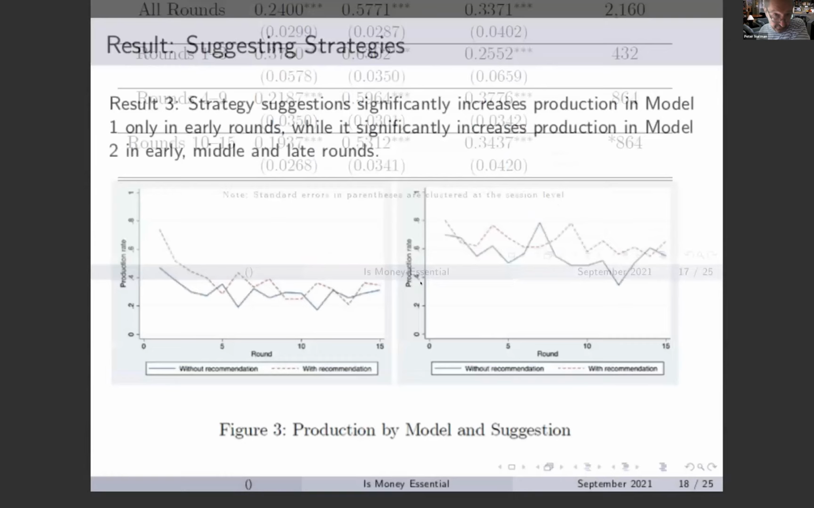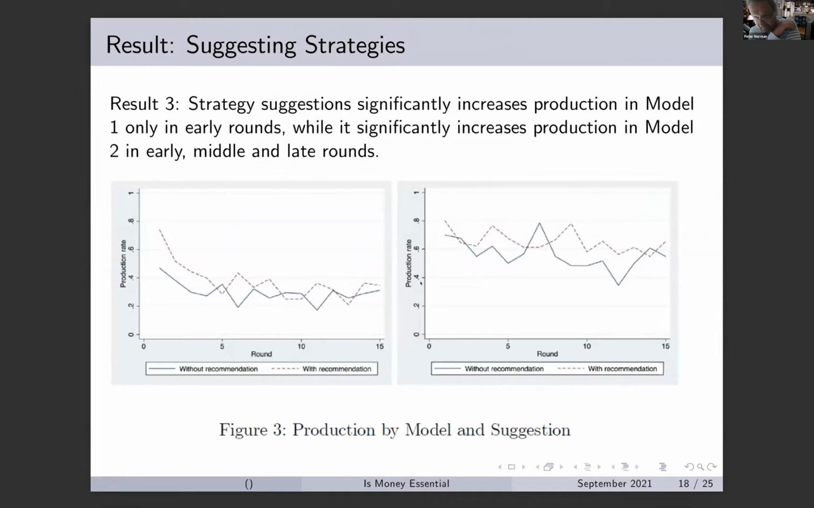Now, here it looks maybe a little bit less convincing, but here we have the impact of strategy suggestions. While it's not so clear when you eyeball this, when you look at the tables and the significance levels, when we do strategy suggestions in model one, which is the one without a monetary equilibrium, they help a little bit early on. The magnitude is not so big, but the difference between model one and model two is that in model two there's a significantly positive effect from the strategy suggestion, and that's true for early, middle, and late periods. So again, this seems to be consistent with theory.